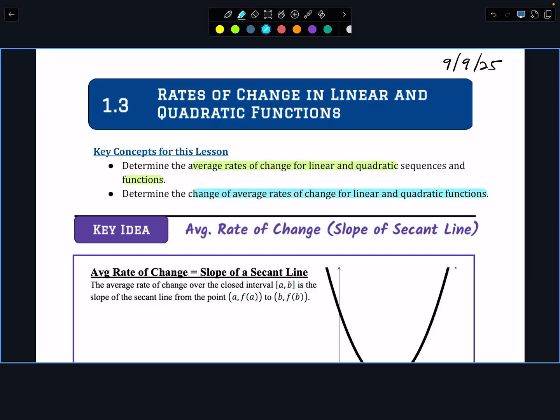Determine the, what is happening? I can't read. Determine the change of average rates of change. So basically what that means is you guys are going to find the rate of change of the rate of change. What? What does that mean?